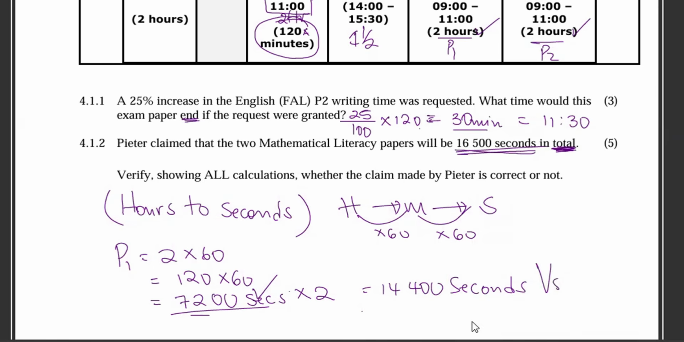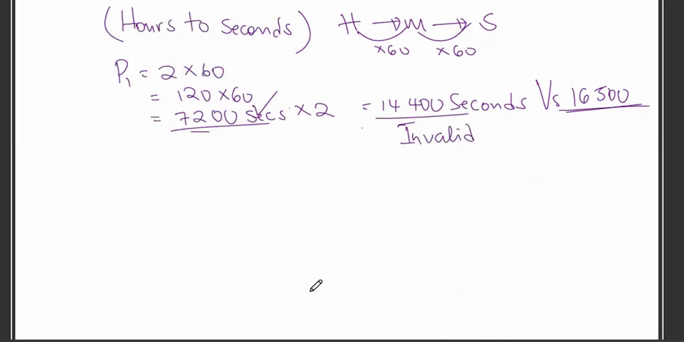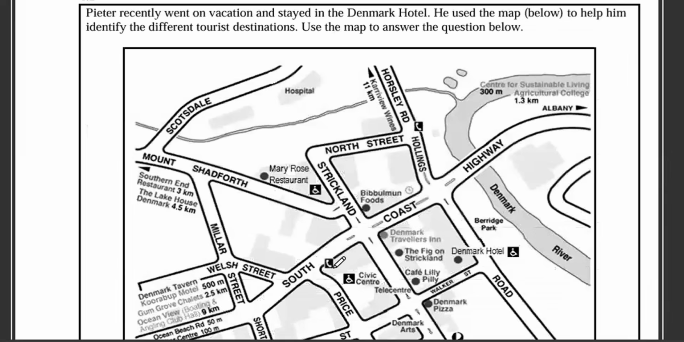So we compare them with his claim. His claim says in total there will be 16,500 seconds. So the claim is what? It's invalid. Why? The time we've got does not match what he claims to spend. Let's look at the other question. It's here.